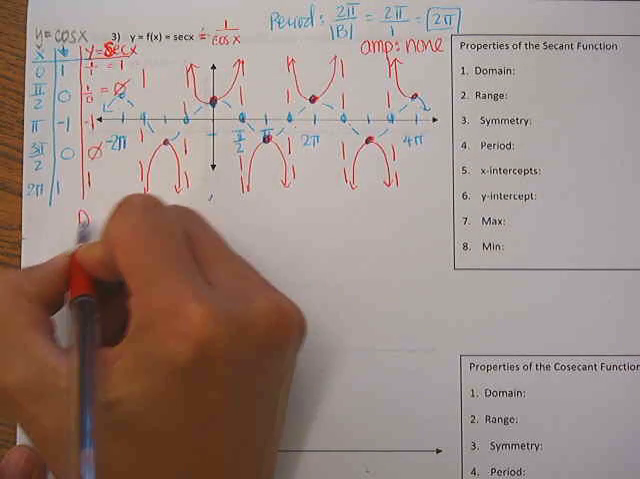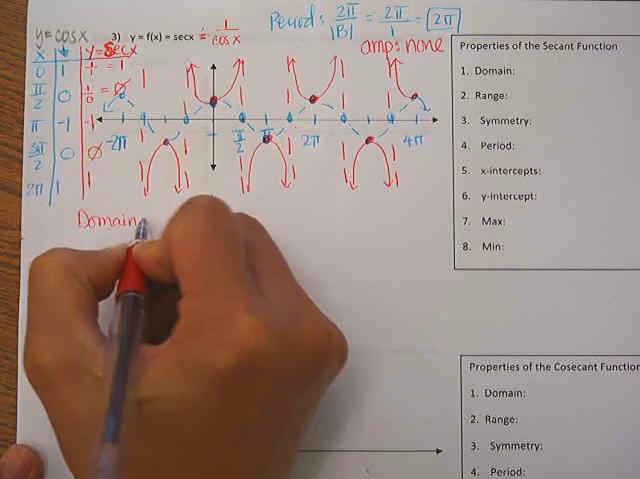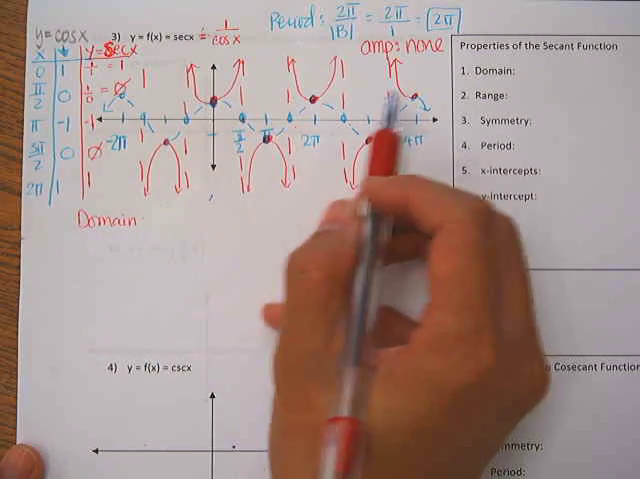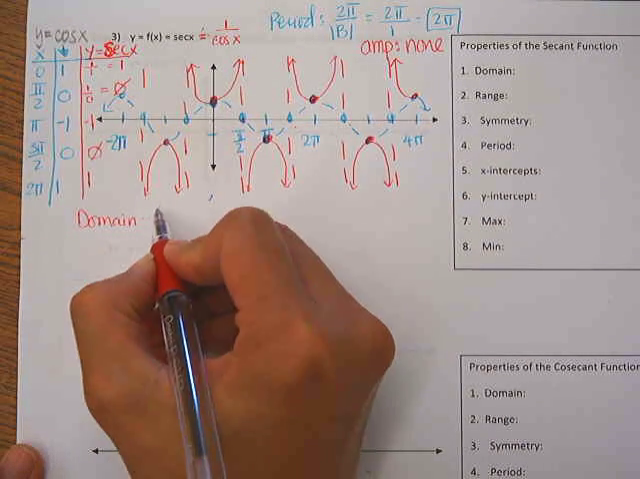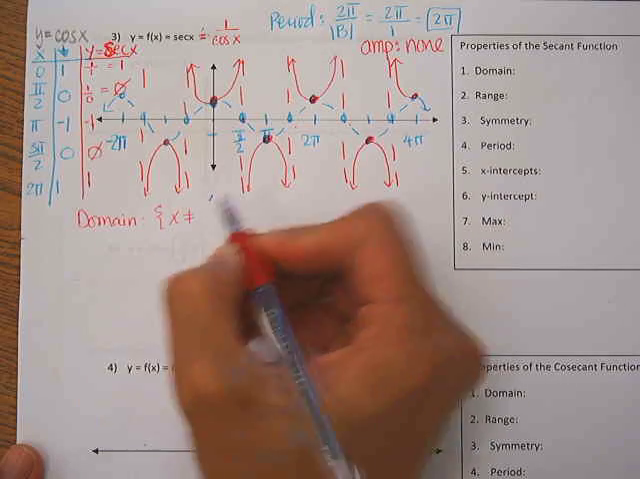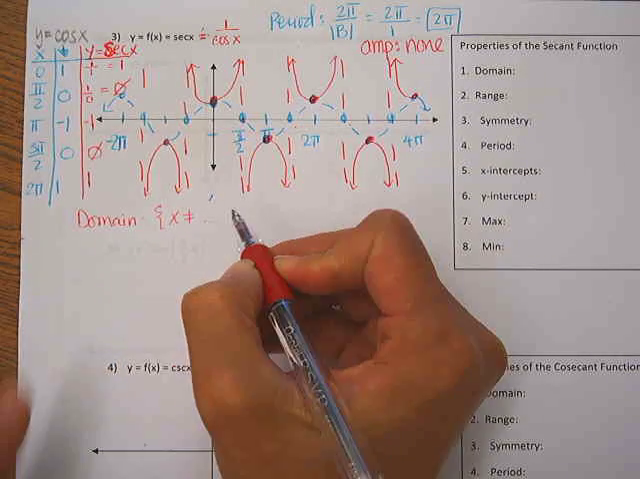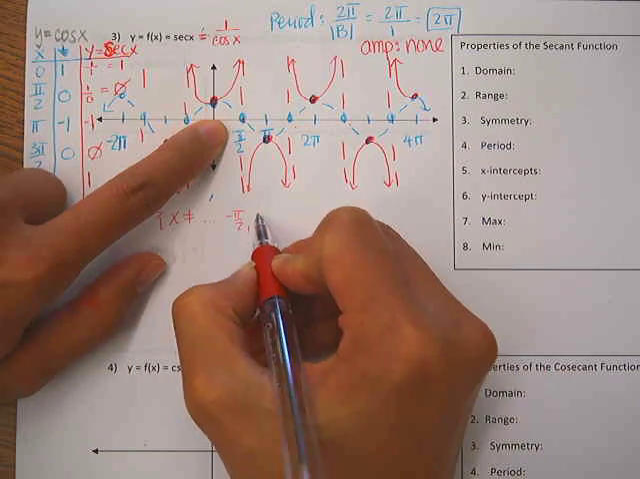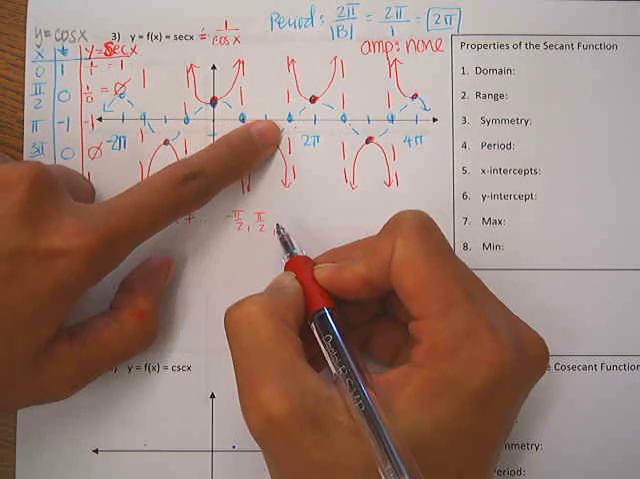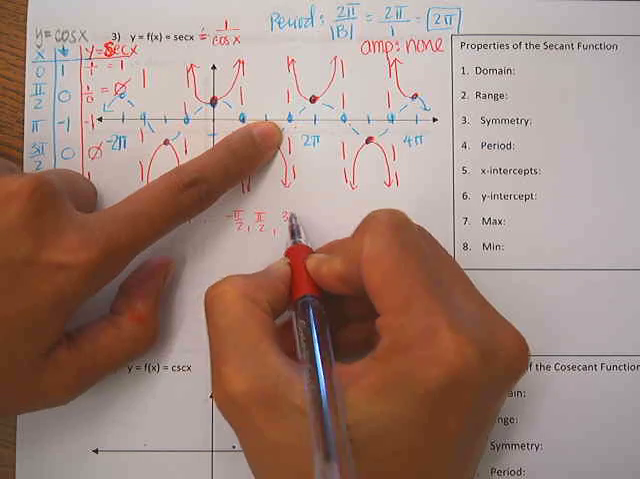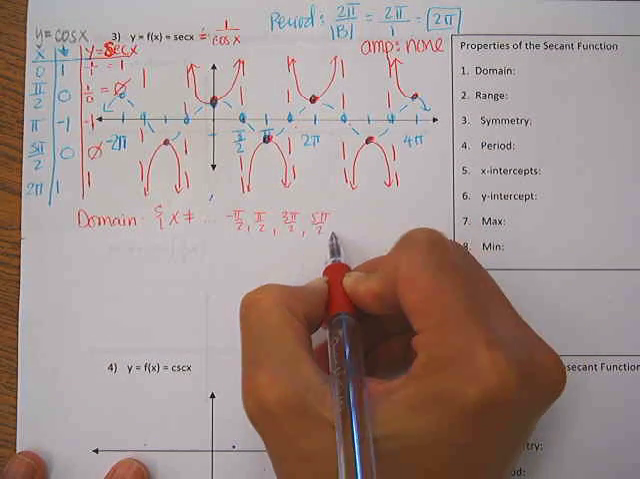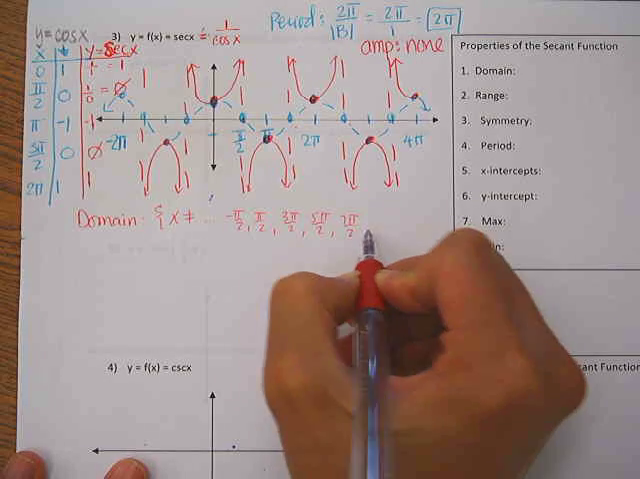So the domain. Remember, we're graphing out y equals secant of x, so we're only looking at the red stuff. The domain is all real numbers excluding, dot, dot, dot in the front. I can exclude the negative pi over 2. I'm going to exclude the positive pi over 2. I can exclude 3 pi over 2. And then this is 5 pi over 2. Then I can also exclude 7 pi over 2, dot, dot, dot, okay?